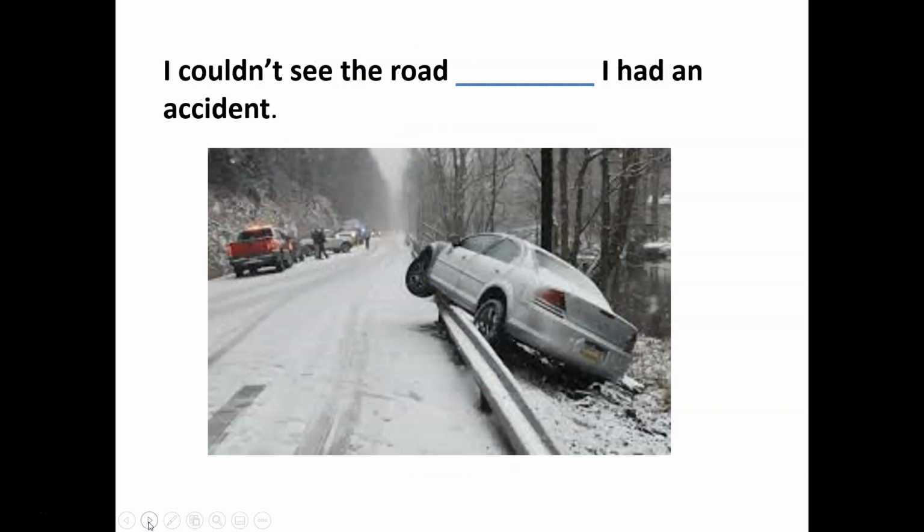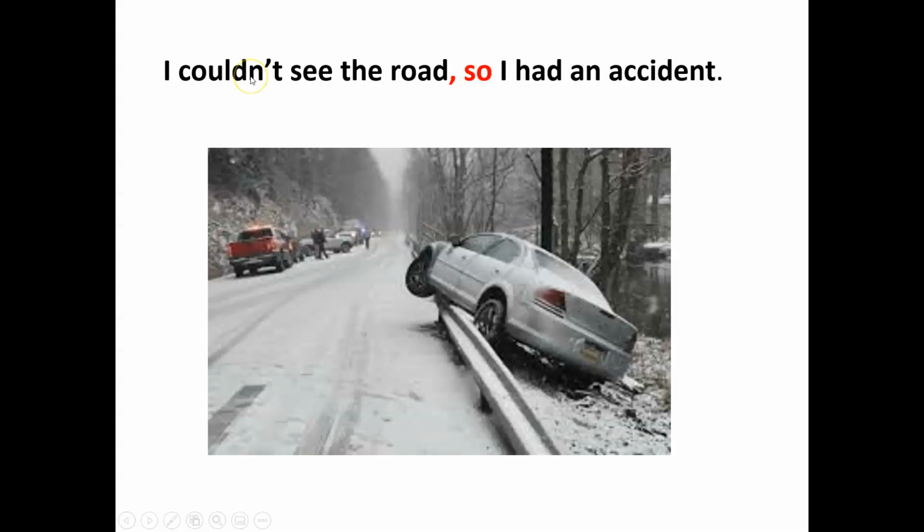So how could we finish this one? I couldn't see the road. I had an accident. Would we say because? No, we wouldn't. We would probably say so, or a connecting word that means the same as so, like therefore, or as a result. I couldn't see the road, so I had an accident. In this case, what is the cause in this situation? The cause is I couldn't see the road, and the result is the accident.